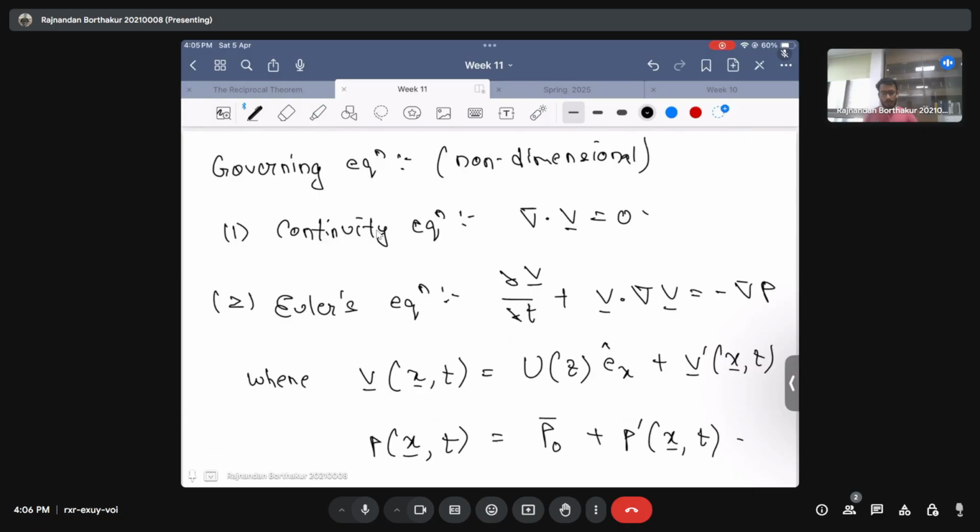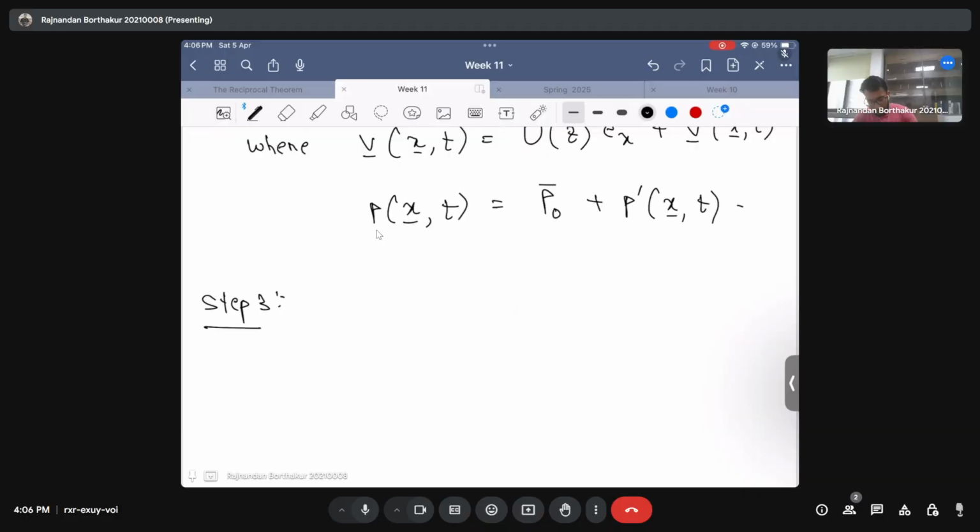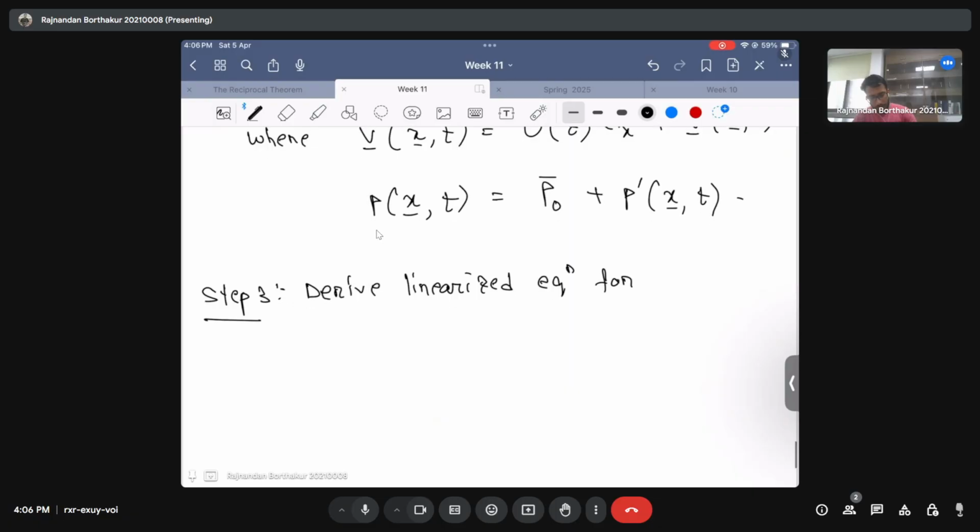So what we did is, now we have derived the governing equations that the total aggregate variables, which comprise the base variable and the perturbations, satisfy in non-dimensional form. Okay. So the next step, that is the third step, is to derive the linearized equation for the perturbations.